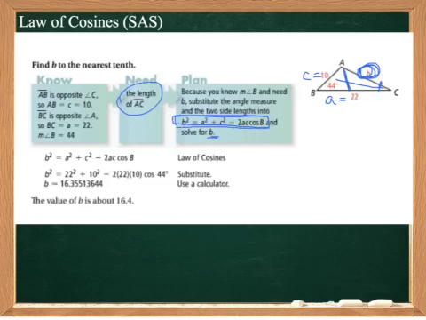So this is our law of cosines. We're going to plug in a squared. We know that a is 22. c squared, we know that c is 10. Then 2 times a times c, and then the cosine of angle B. Now we're using this one because we have angle B and we're looking for the side opposite it.